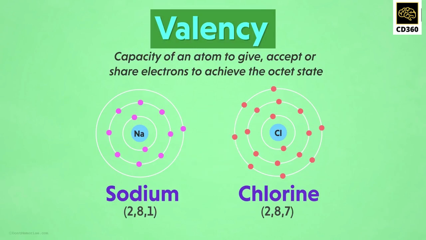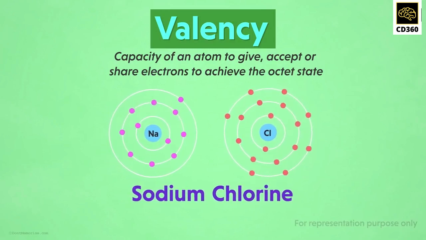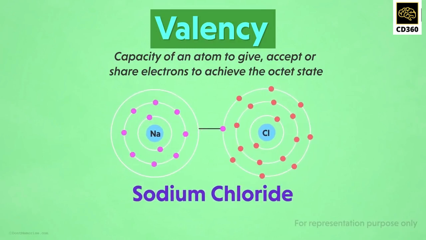Doesn't this indicate that sodium will donate 1 and chlorine will accept 1 electron to complete their respective octet state? Yes, that's absolutely correct. And that is what helps in the formation of sodium chloride molecule. Chlorine needed 1 electron which it got from sodium, and sodium gave 1 electron as it was the easiest way to achieve stability. So the valency of both sodium and chlorine is 1.